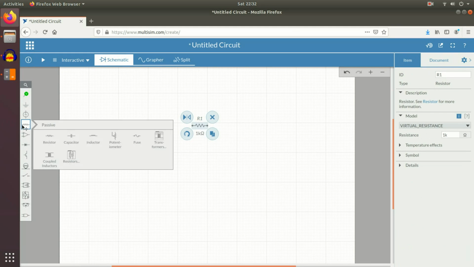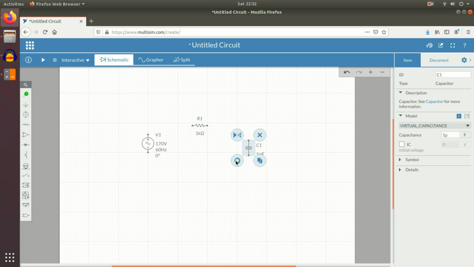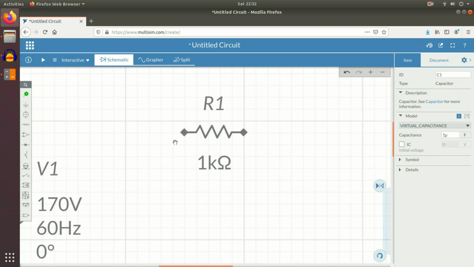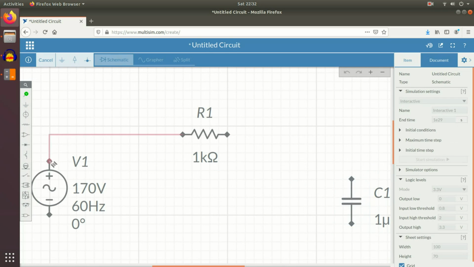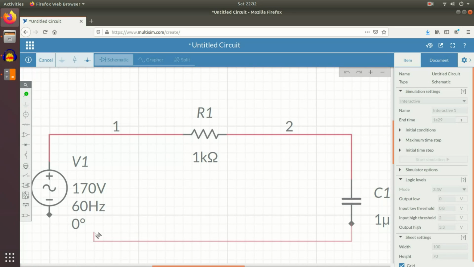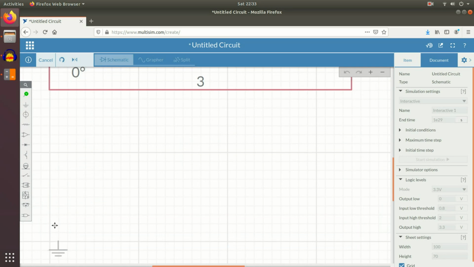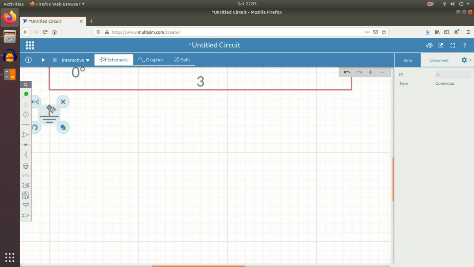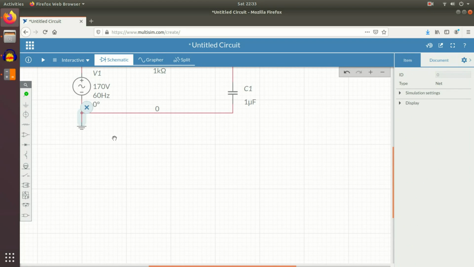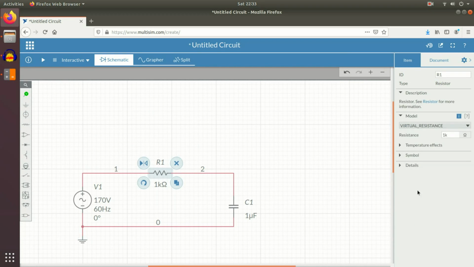Next, we're going to add our resistor and our capacitor. And then we rotate the capacitor once we have it set. Then wire them up. Notice how it labels the nodes. So there's node 1, node 2, and node 3. We add a ground. Now pay attention to what node 3 does. As soon as we connect up that ground, node 3 drops down to node 0. That'll be really important later on when we start adding our voltmeters to the circuit.